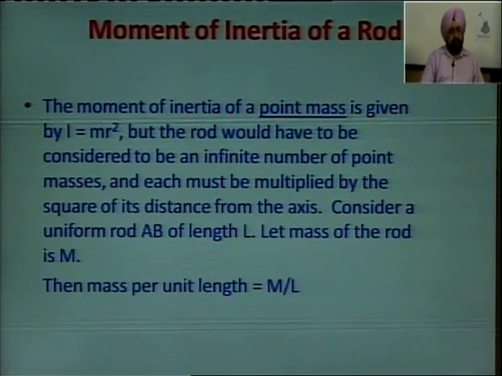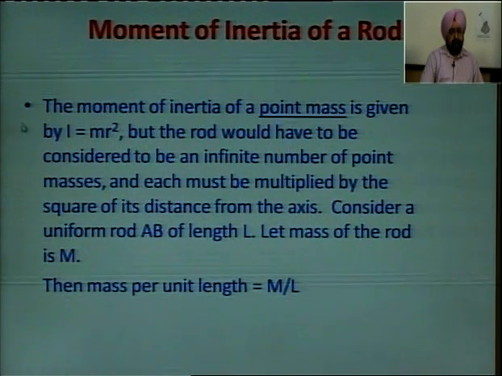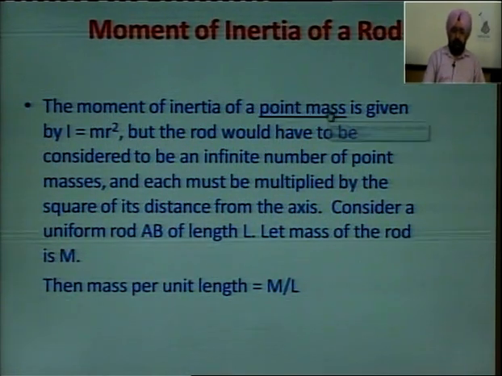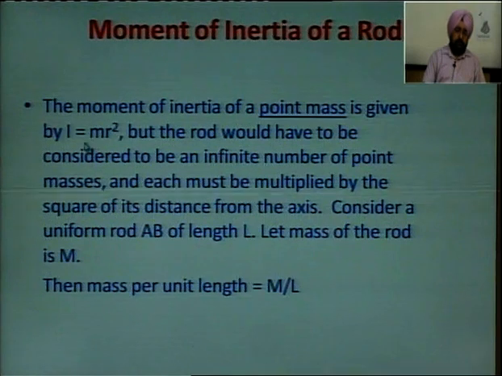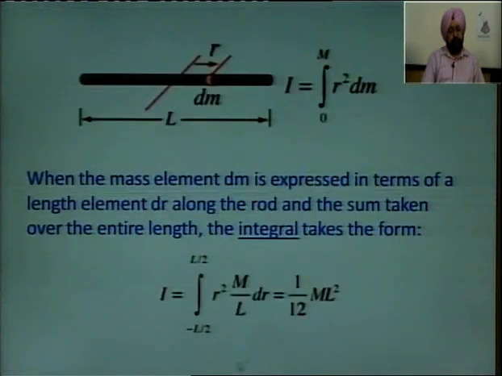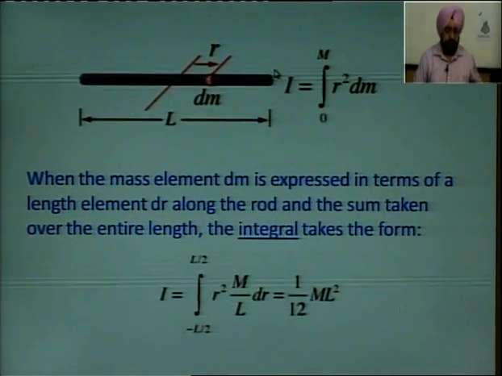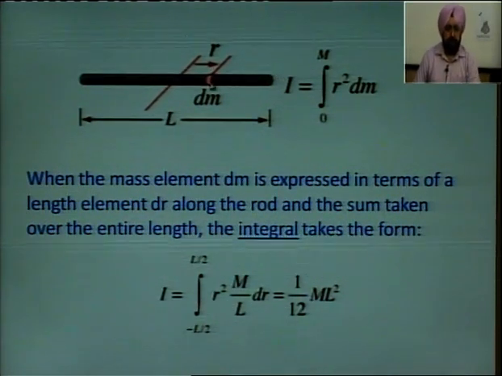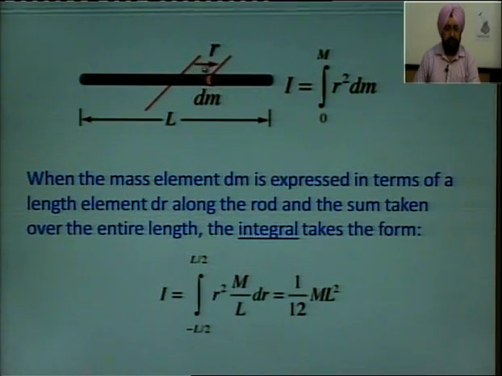Now, moment of inertia of a rod. You can consider a rod made up of small masses, the total mass being capital M and the total length of the rod being capital L. Then mass per unit length is M by L. So, this is the rod here, the total mass is M. Now, how do we calculate moment of inertia here? You consider a small mass dm here at a distance r from this axis through the center.